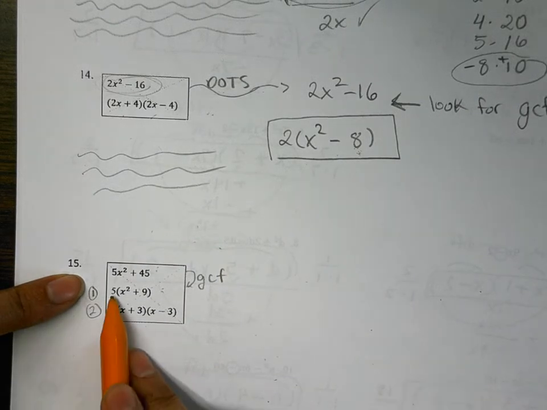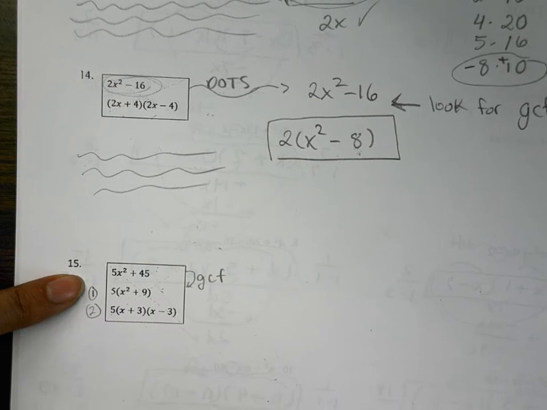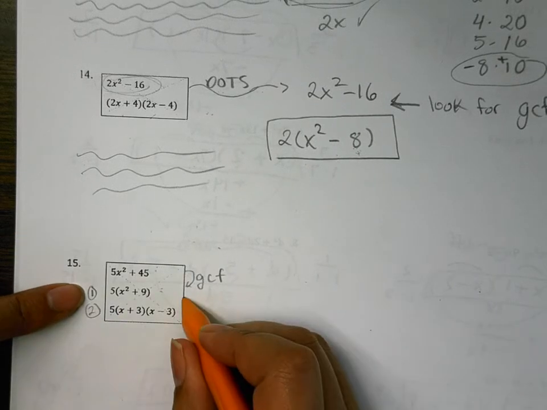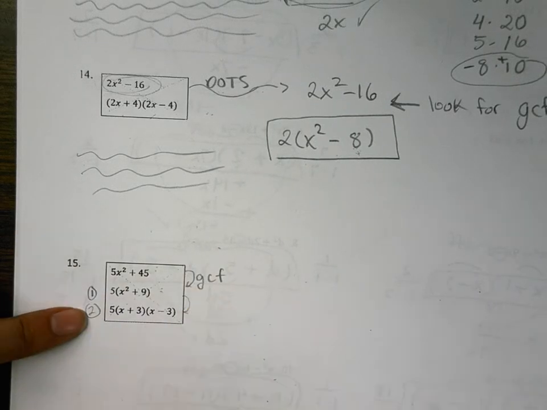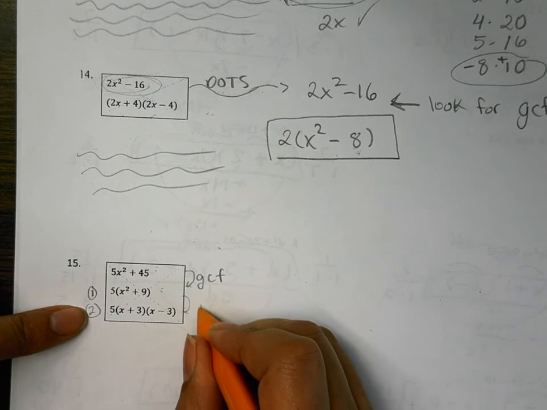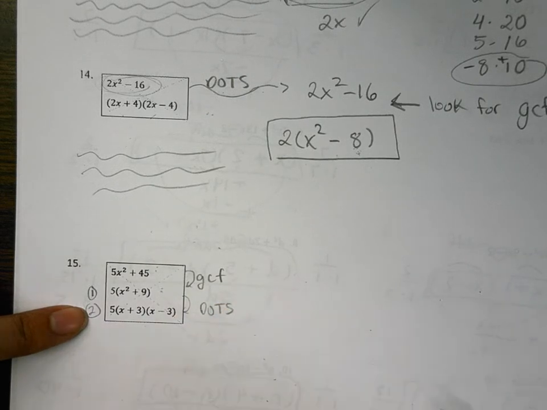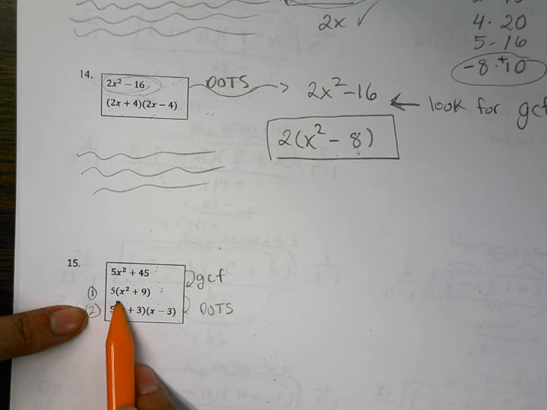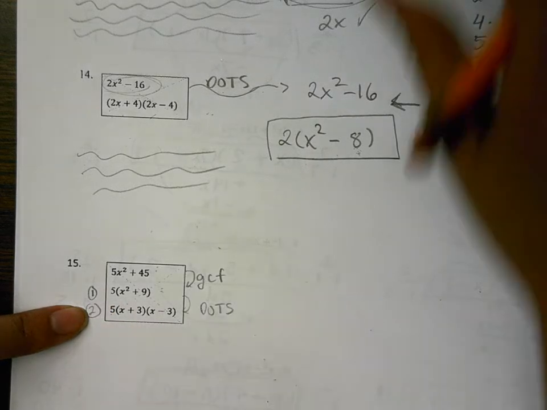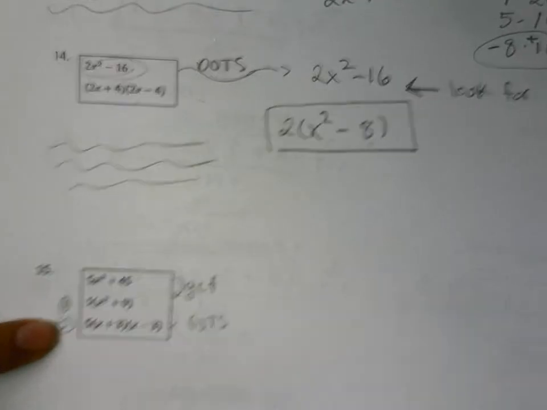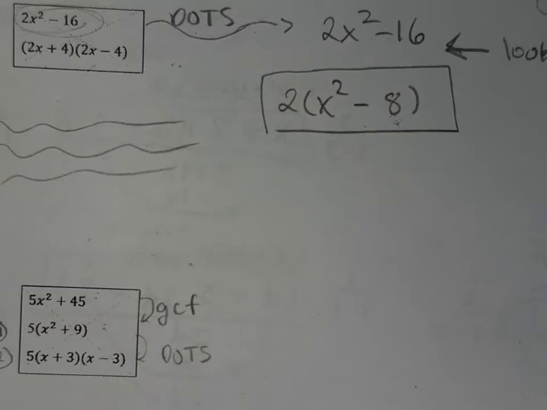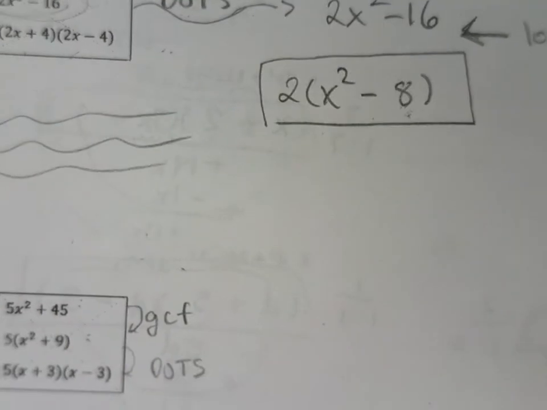Anybody? And is that correct? Should we do GCF first? And did he do it correctly? 5 times x squared is 5x squared. 5 times 9 is 45. Yes or no? Okay. What did the student do from 1 to 2? Difference of two squares. Is that correct? Is x squared a perfect square? Is 9 a perfect square? So is there a mistake?